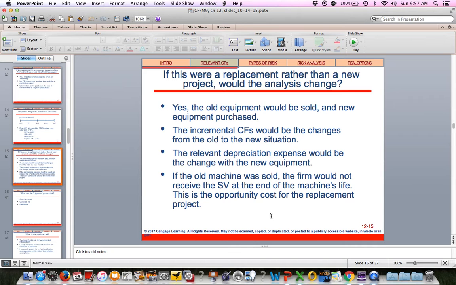If this project were a replacement rather than a new project, would the analysis change? Yes. The old equipment would be sold and new equipment would be purchased. And then the incremental cash flow would be basically the change from the old situation to the new. Again, incremental means change. How did the old situation change versus the new situation? In this example, it was nothing to something, right?